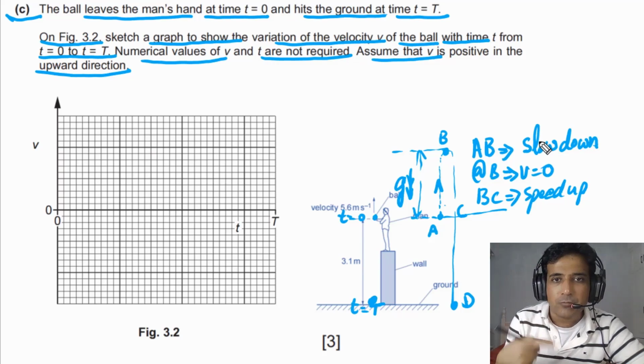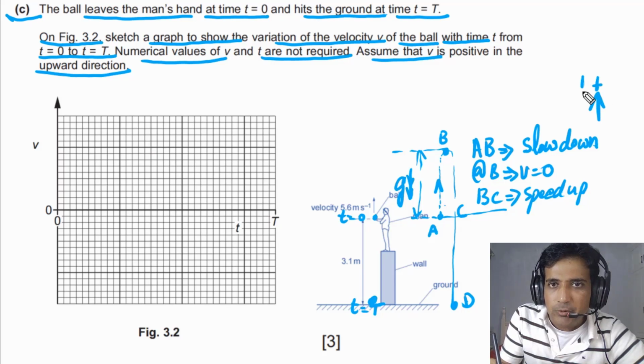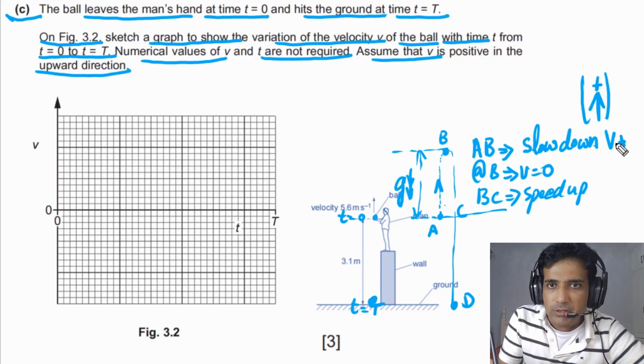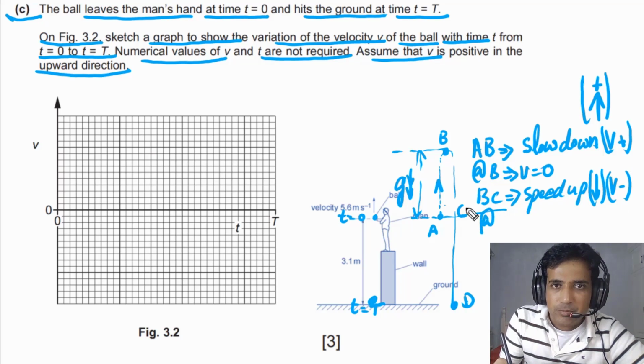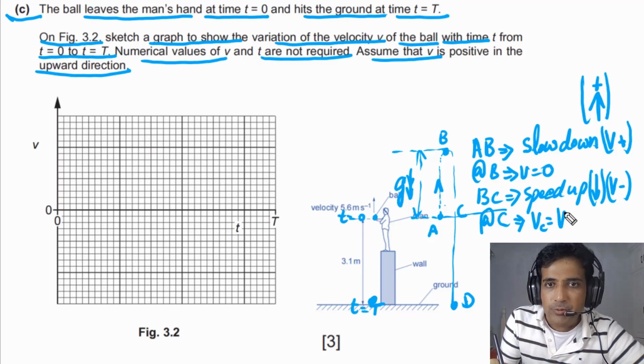Its velocity will increase. Now we need to understand that in the question it is given that the upward direction is positive. So when the ball is moving up, v is positive. So v here is positive, v here is 0, and when the ball is moving down, v is negative. At point C, the magnitude of the velocity, v C, will be equal to v A.